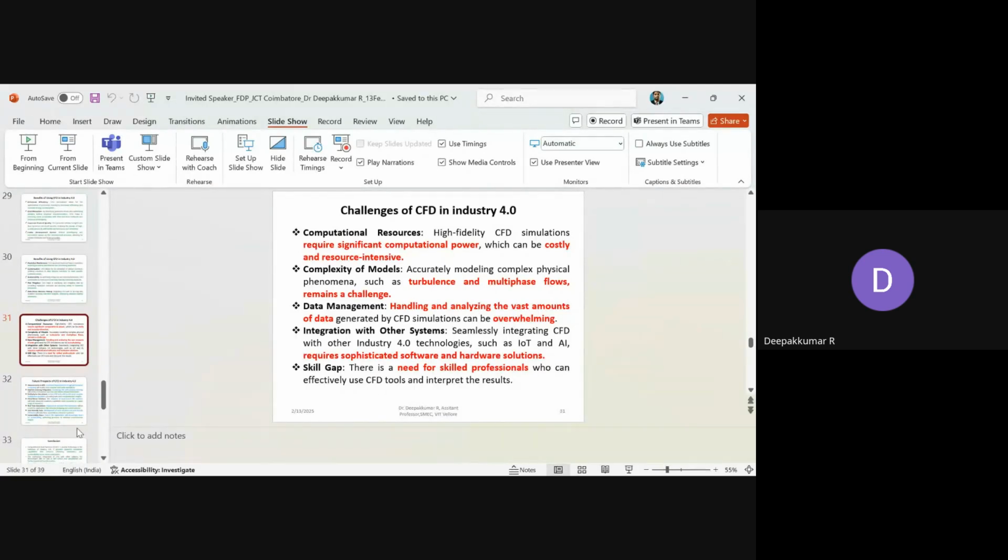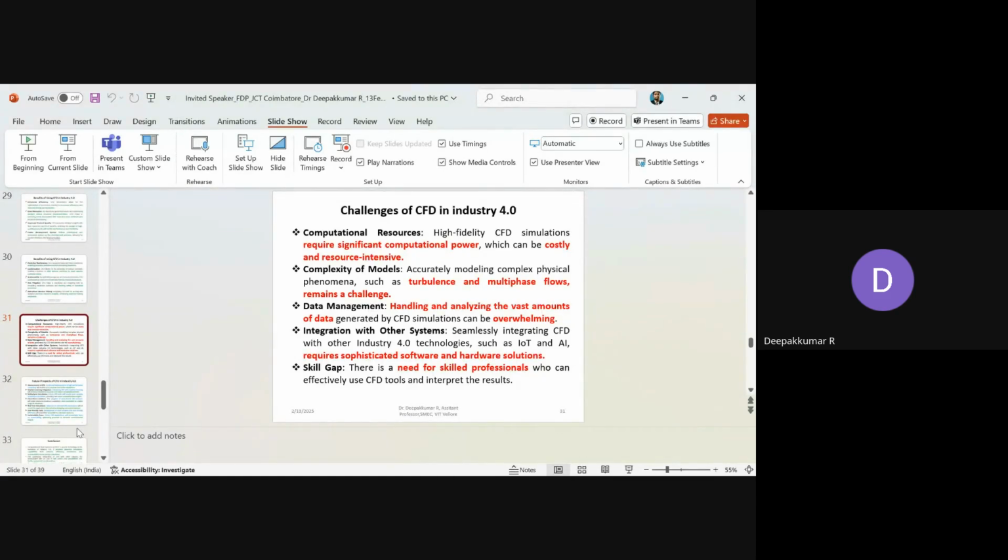So, the challenges of CFD in Industry 4.0. Now, let us focus on the various challenges involved in CFD for Industry 4.0. One is computational resources, and another one is complexity of the models, data management, integration with other systems, and the skill gap. So these are the major challenges we are facing in CFD for Industry 4.0.